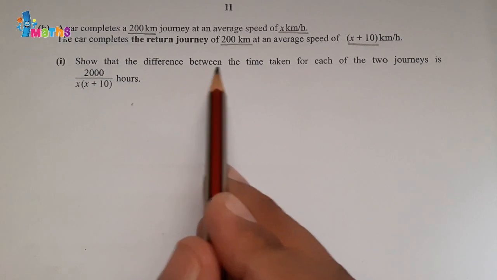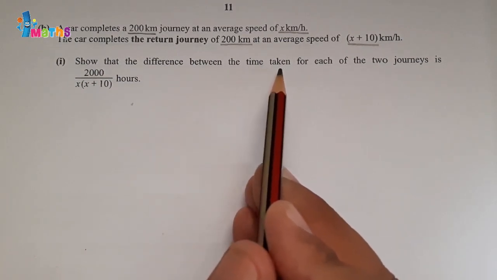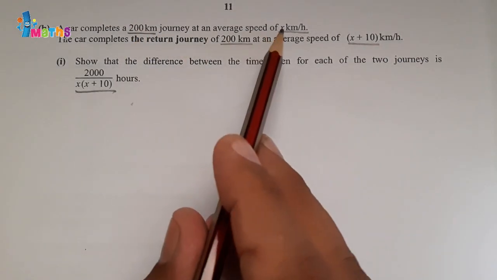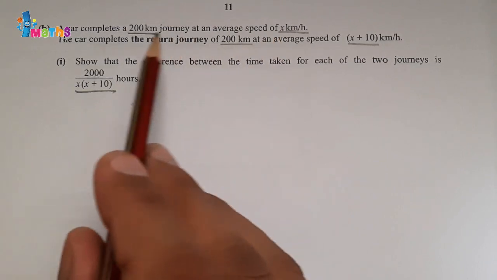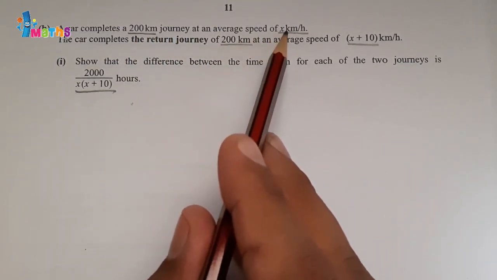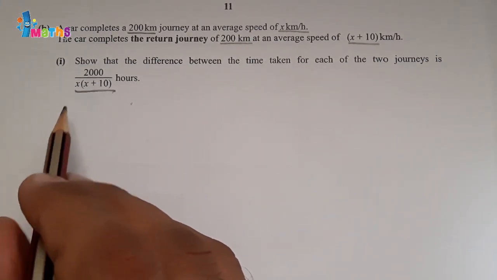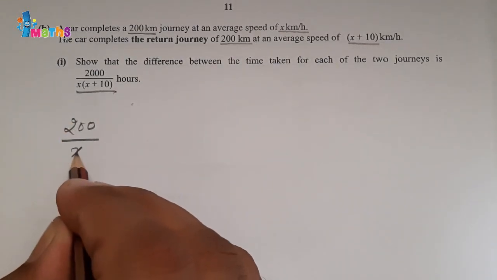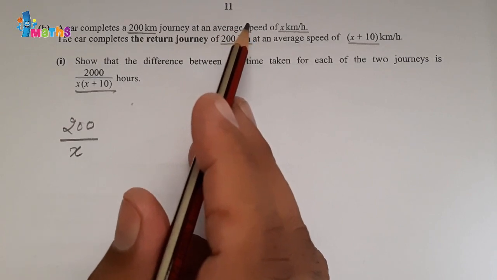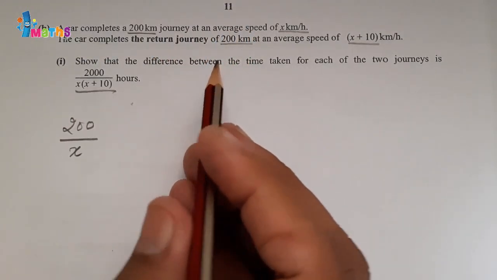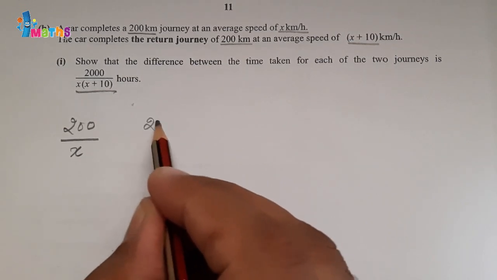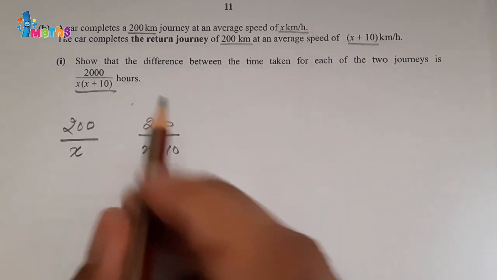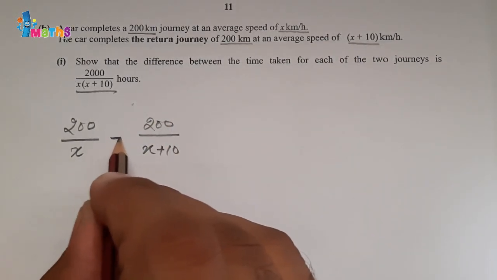Show that the difference between the time taken for each of the two journeys is this one. So, x kilometer distance covered, 200 kilometer distance covered with x kilometer per hour. So distance divided by speed will be equal to time for first journey, and for return journey it will be 200, same distance, divided by x plus 10, because speed is x plus 10, and the difference will be minus sign.